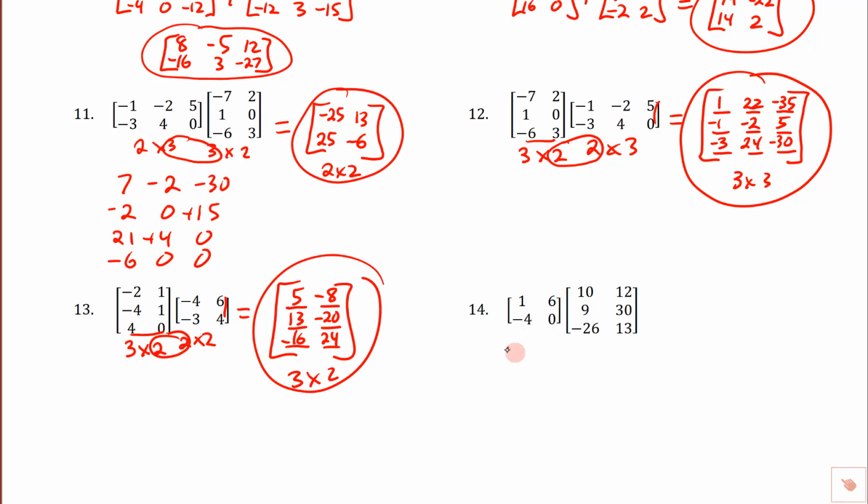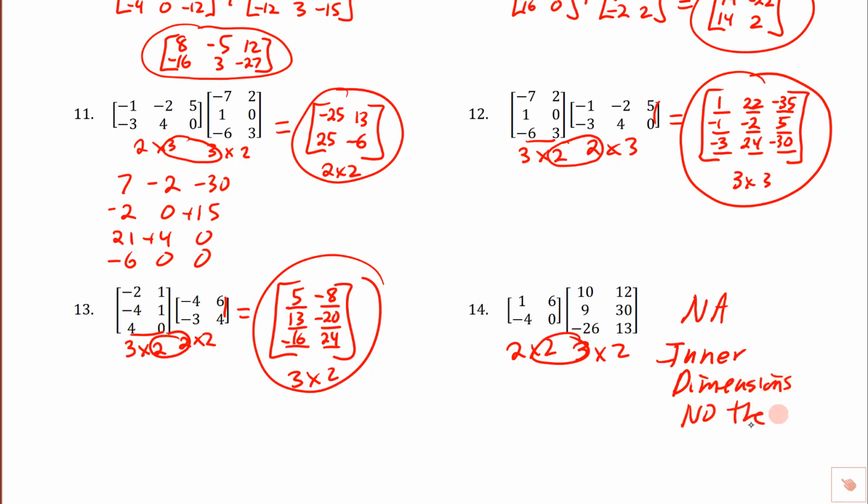Let's take a look at this one. We've got a 2 by 2 here. We've got 3 rows and 2 columns, so 3 by 2. Those inner dimensions are not the same, so we're going to put NA here. You can't do that. And the reason is the inner dimensions are not the same. Those inner dimensions have to be the same in order to be able to multiply these. You've got to have the same number in the row as there are in a column. So that's why the columns in this one have to match up with the rows in that second one right there. Okay, let's take a look at the other side.